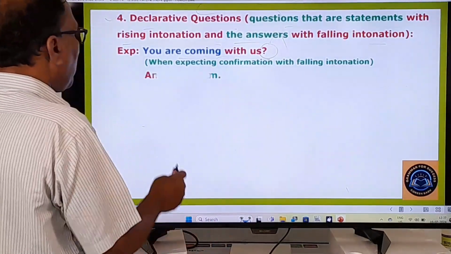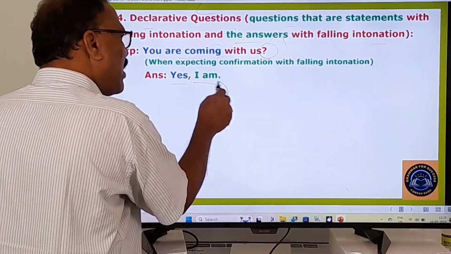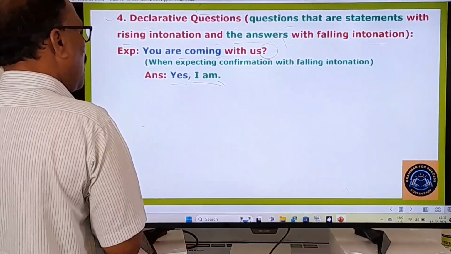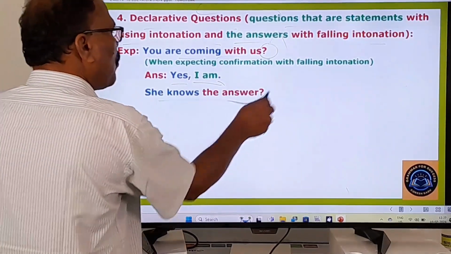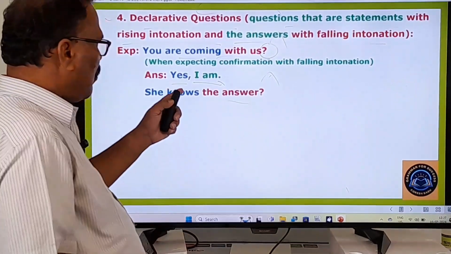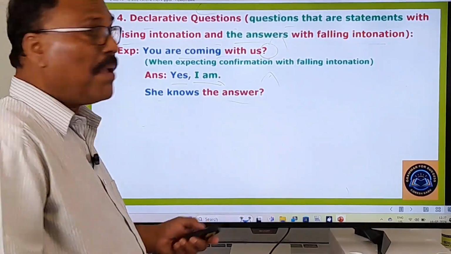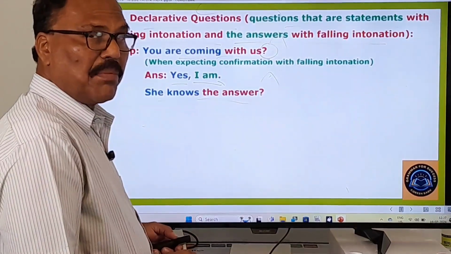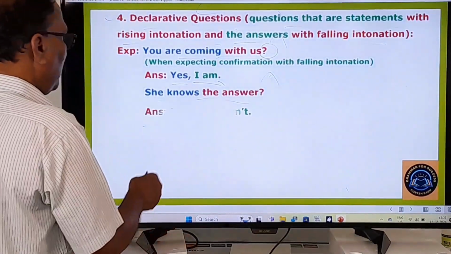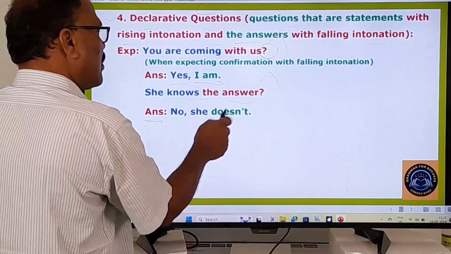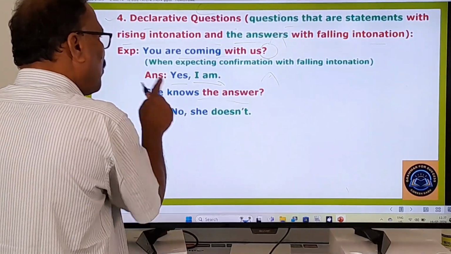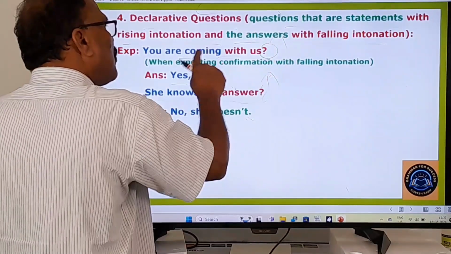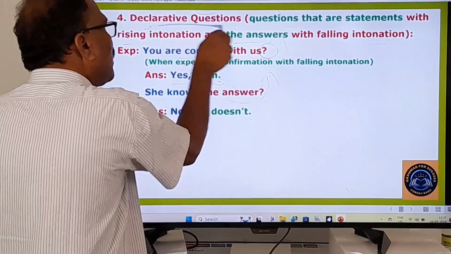Then what is the confirmation? Yes, I am. Then this answer is with a falling intonation. Yes, I am. Look at another example. She knows the answer. Actual question should be like this, does she know the answer? But here she knows the answer. Answer, no, she doesn't. So in these answers you find falling intonation, in these questions rising intonation. So this kind of questions are called declarative questions.